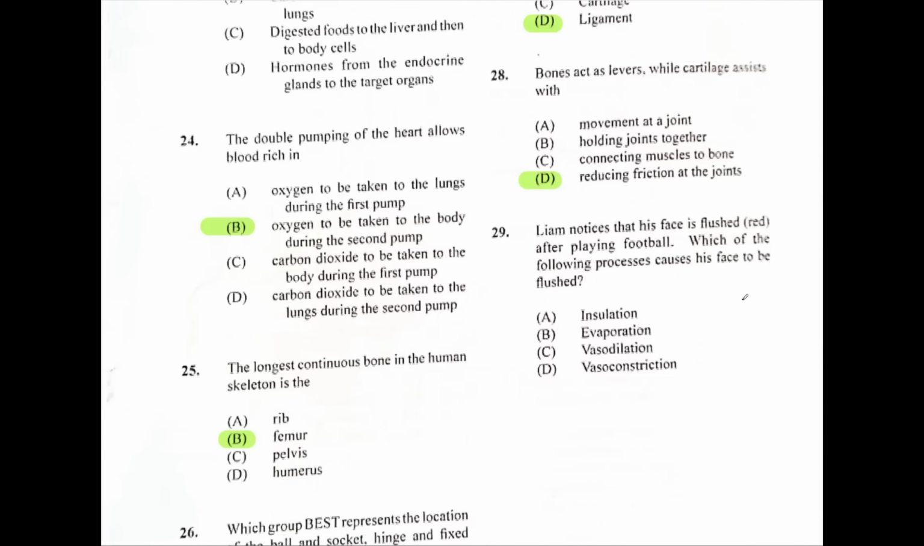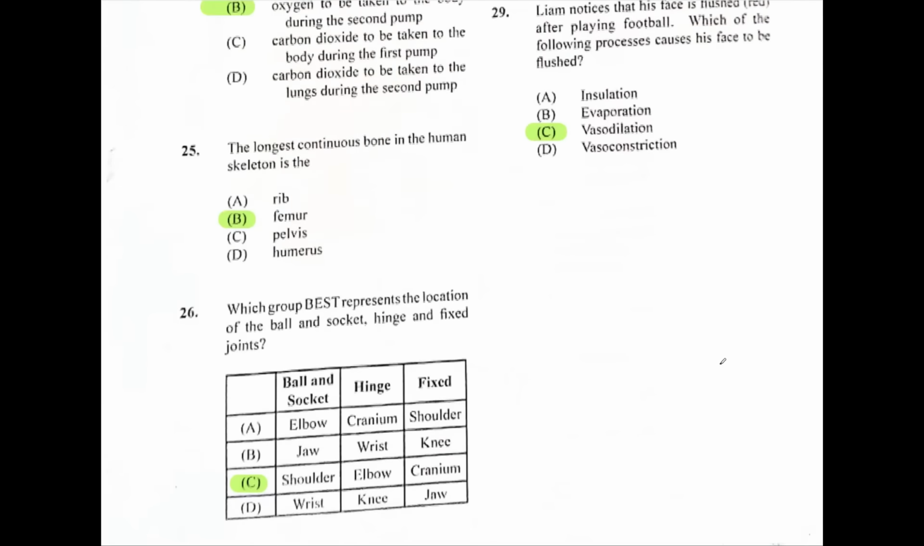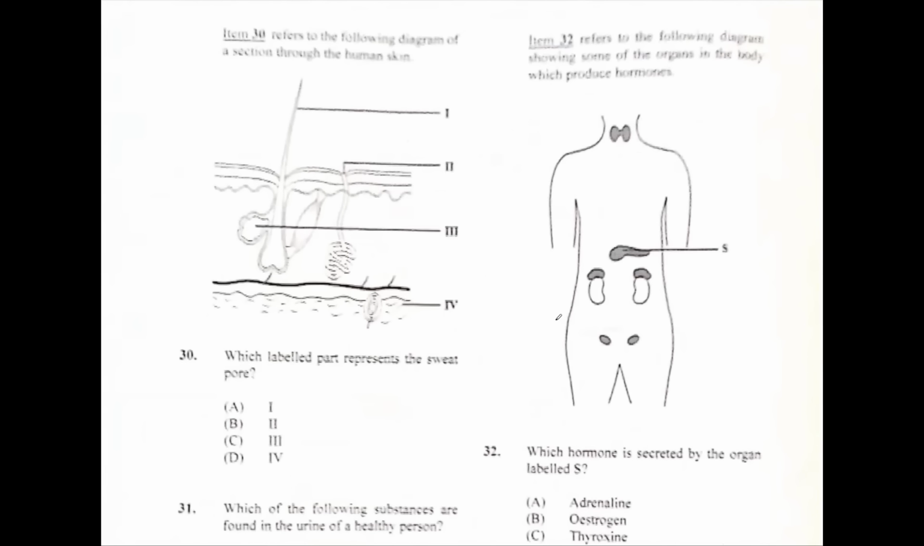Liam notices that his face is flushed red after playing football. Which of the following processes causes his face to be flushed? That is vasodilation, meaning the blood is closer to the surface of the skin. C is your answer. Moving on to question 30, refers to the following diagram of a section through the human skin. Which labeled part represents the sweat pore? Remember, the sweat pore will have no hair follicle, no hair strand, no hair shaft coming out of it. So it's 2, which makes the answer of question 30 B.